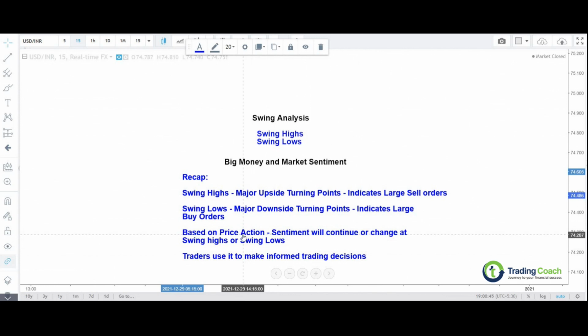Based on the price action at the swing highs and swing lows, either the sentiment will continue or change. If the prices are very strong at swing lows, the buying sentiment might take over the selling sentiment. On the other hand, if the buying sentiment is pretty weak, or if the buy orders are weak, then the selling pressure will break through the swing lows. As a trader, we can use it to make informed trading decisions. Whenever we are trading in the market and using price action, we can use the concept of swing highs and swing lows to understand the market sentiment and to make informed trading decisions.